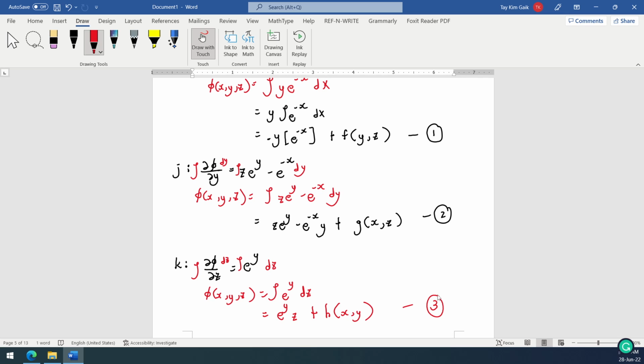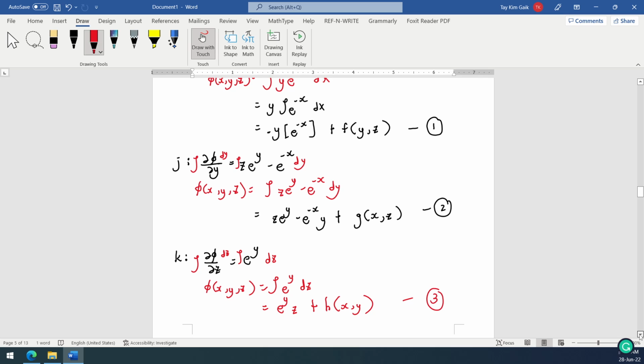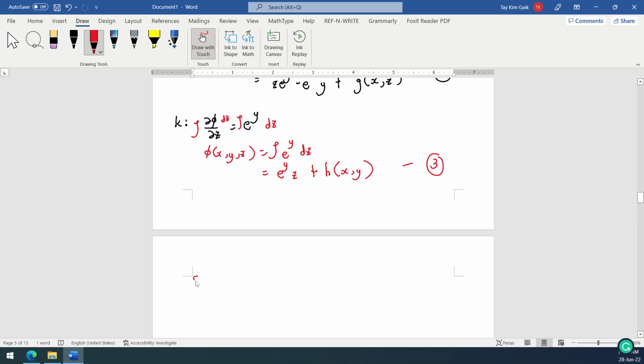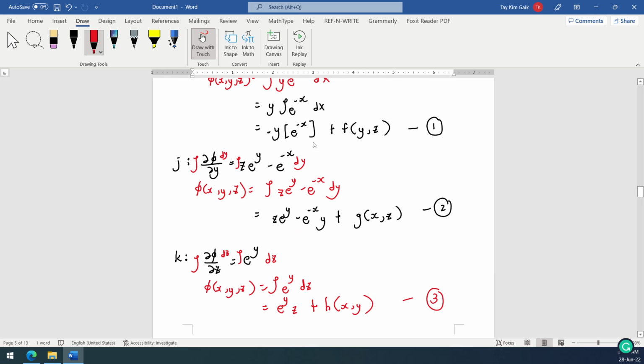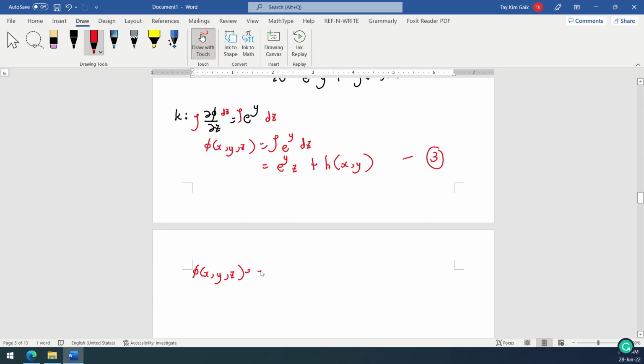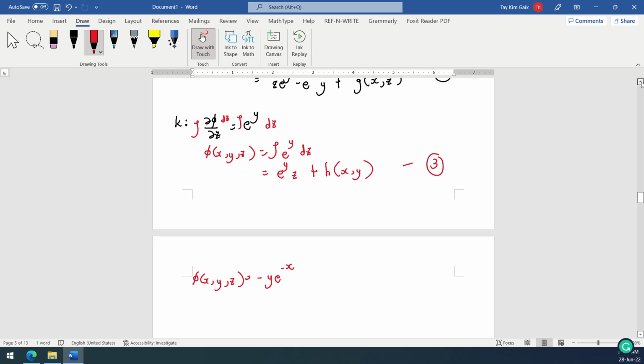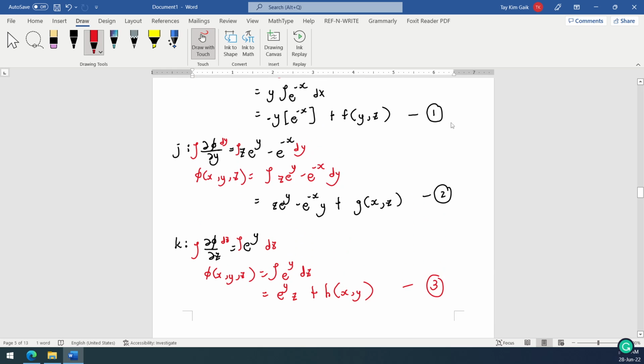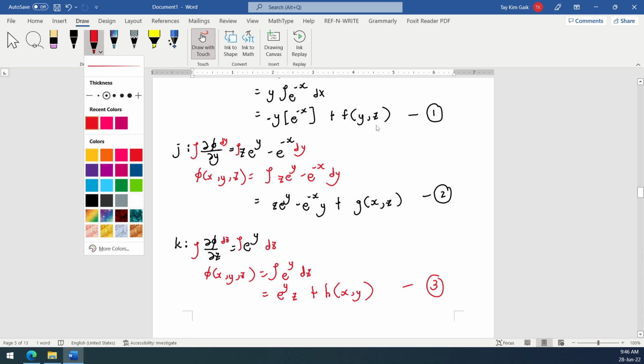And then to get phi x, y, z, you start from equation 1. Take out from equation 1, you have negative y exponent negative x, from equation 1, plus function of y and z. If we start from equation 1, the function of y and z actually refers to this one.